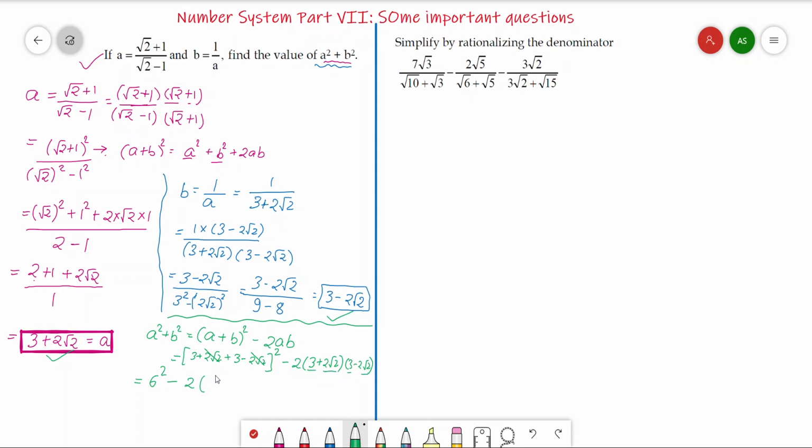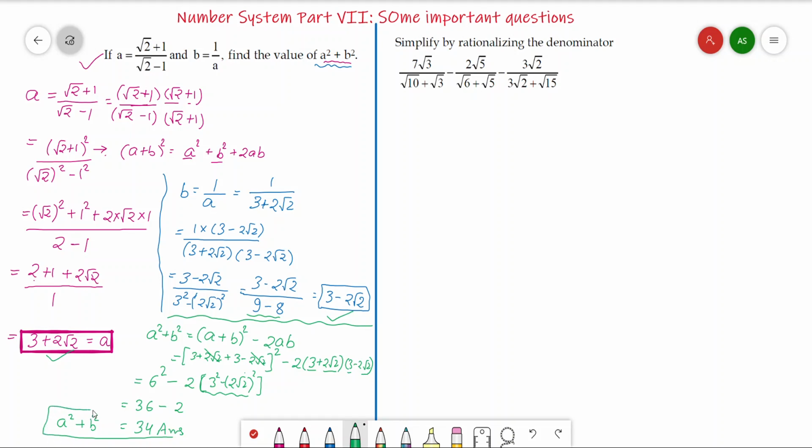So this can be written as 3 square minus 2 root 2 whole square. Now this will become 36 minus 2, because the value of this will be 1 as we have got it over here in the example. So this is 34, the final answer, the value of a square plus b square.